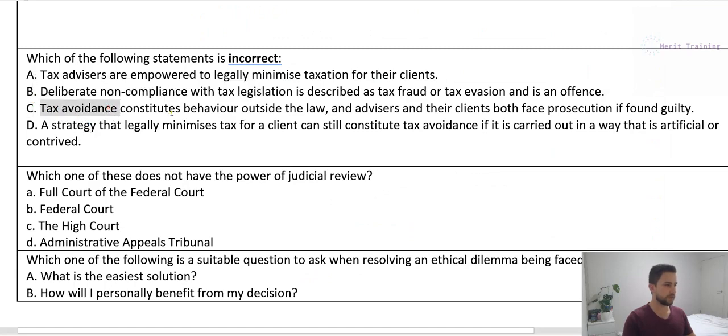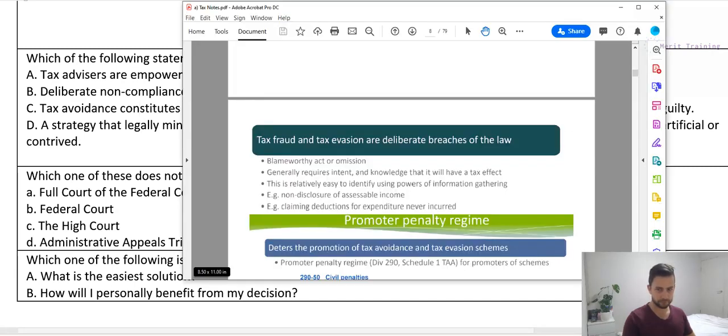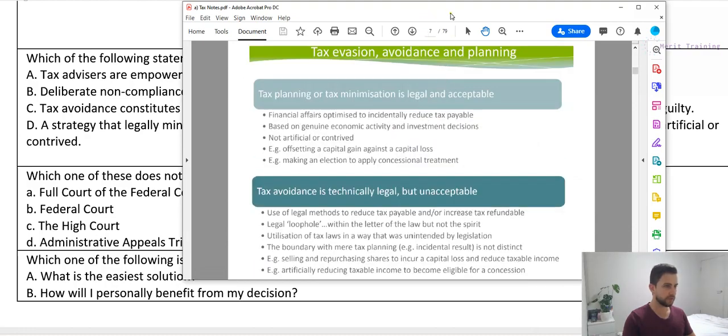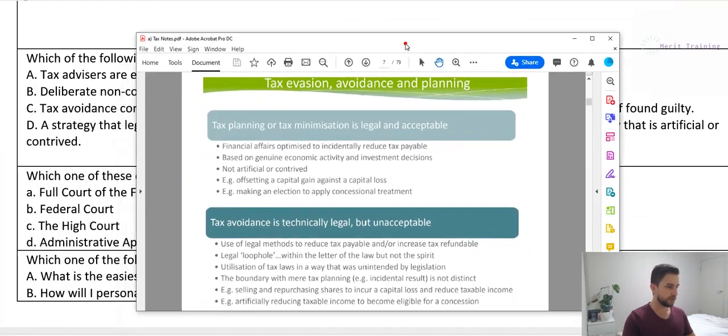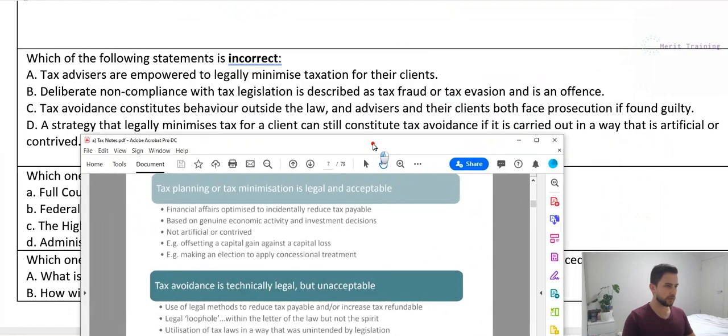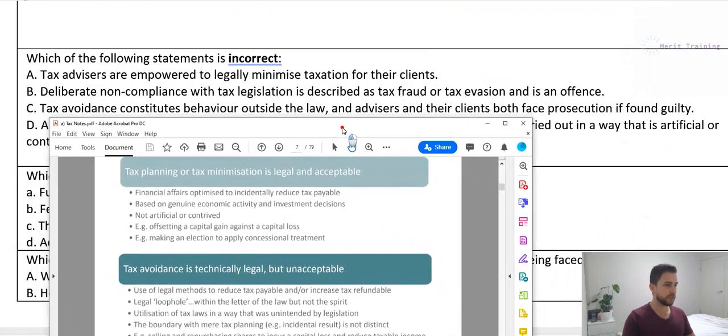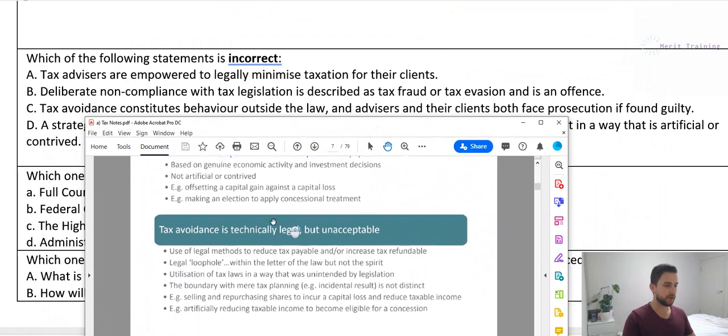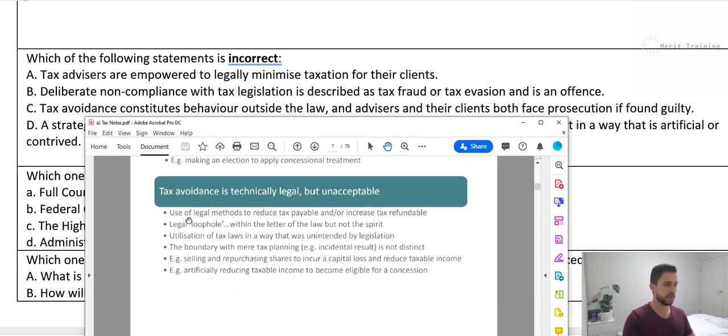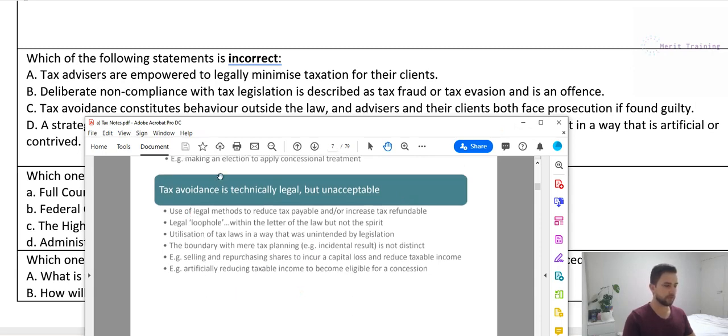Now C is tax avoidance constitutes behaviour outside the law, and its advisors and their clients both face prosecution if found guilty. So if we look at the next one, which is tax avoidance, tax avoidance is technically legal but unacceptable. So I mean, it's not outside the law, it's actually within the law, but it's also unethical. But both clients face prosecution for it. So it's not necessarily face prosecution because it's difficult to prosecute if you're following the law to the dollar, and it doesn't necessarily mean that you're going to face prosecution.